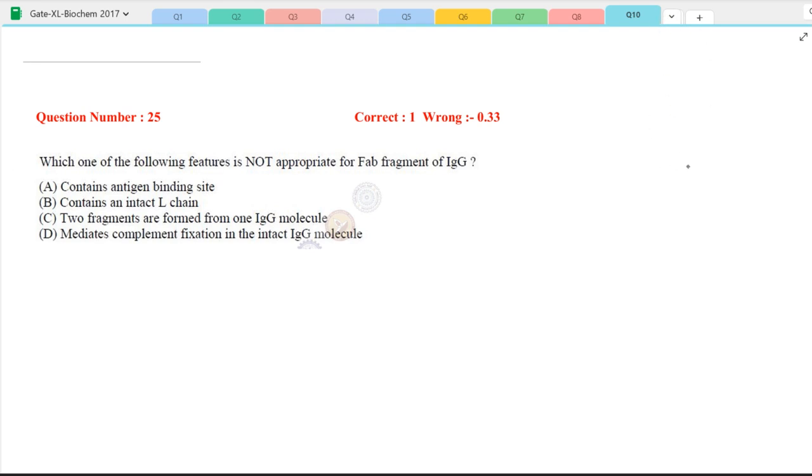Which one of the following features is not appropriate for the Fab fragment of IgG? First of all, you should know how this Fab fragment is generated in the antibody, which includes the antigen binding site. So that is true. It also contains an intact light chain. Yes, that is also true. And two Fab fragments are formed from one IgG molecule. Yes, that is also true since you have two variable regions here, and it mediates complement fixation in the intact IgG molecule. This is not true. So the correct option here is option B.